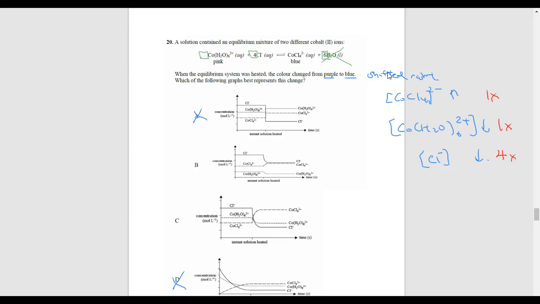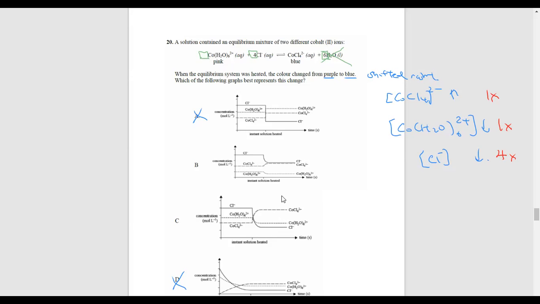So this is where your ruler may come in handy, all right? Now, Cl- needs to go down 4 times. Now, I think many students might think, oh, well, that's a big drop. But remember, it's not about whether it's a big drop or not. It's about whether it's 4 times this or how much this went down. And this really, I think, is where a ruler would come in significantly more handy.